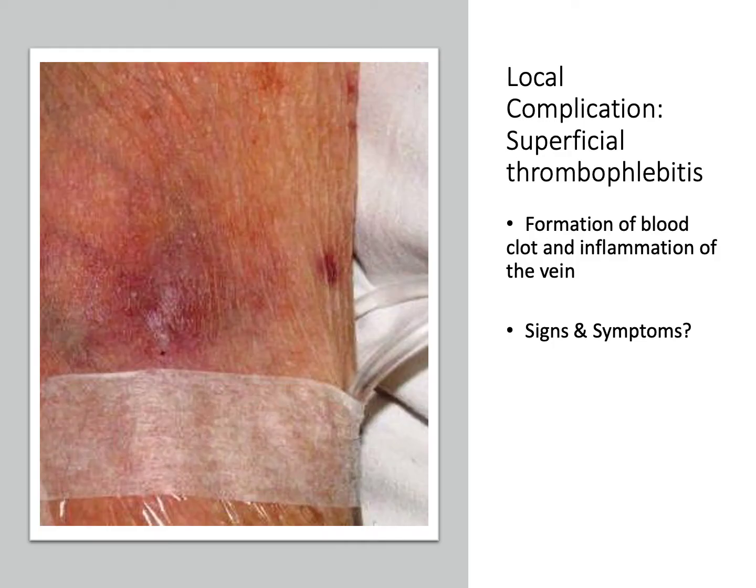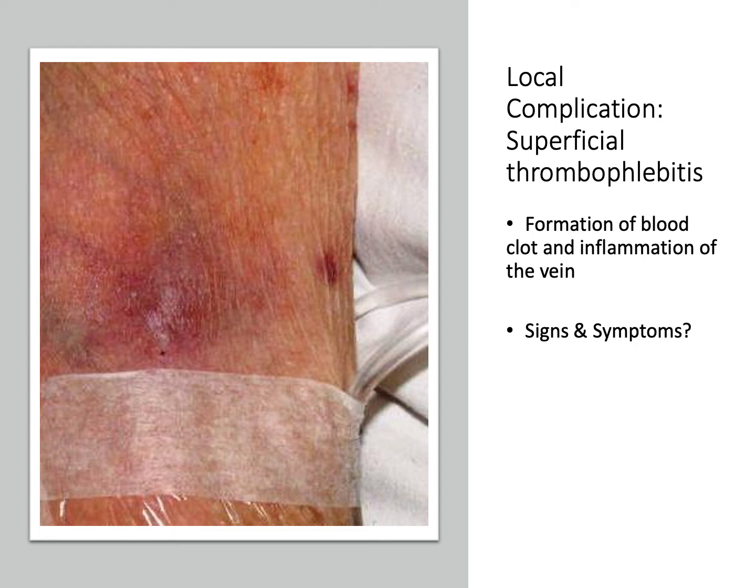Another local complication is just an add-on to the phlebitis. It's a superficial thrombophlebitis. So you all know what thrombus means. Thrombus means a clot, and thrombophlebitis is caused by microorganisms getting into that vein through the insertion site. Maybe there was poor technique used when it was being put in, or it was put in during an emergency. Maybe there wasn't adequate hand hygiene, and somehow microorganisms have gotten in, and then a clot develops.